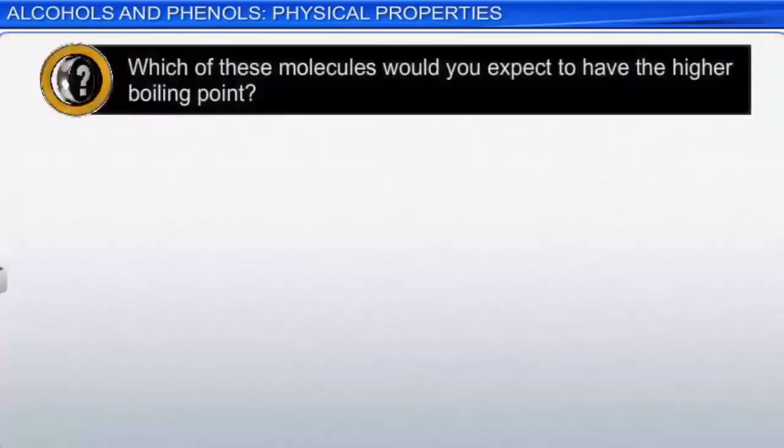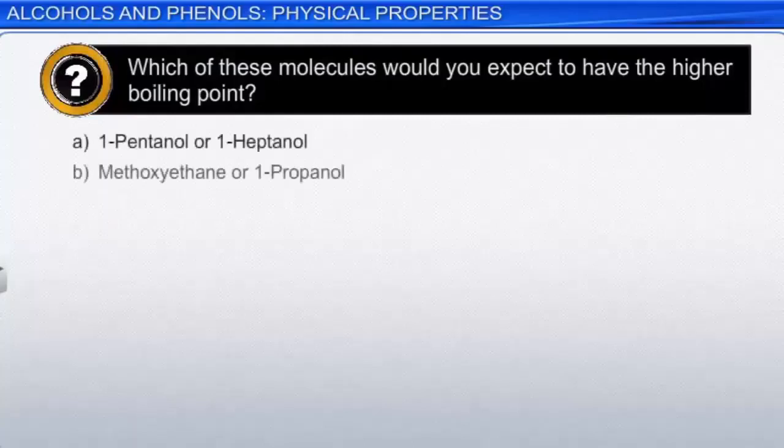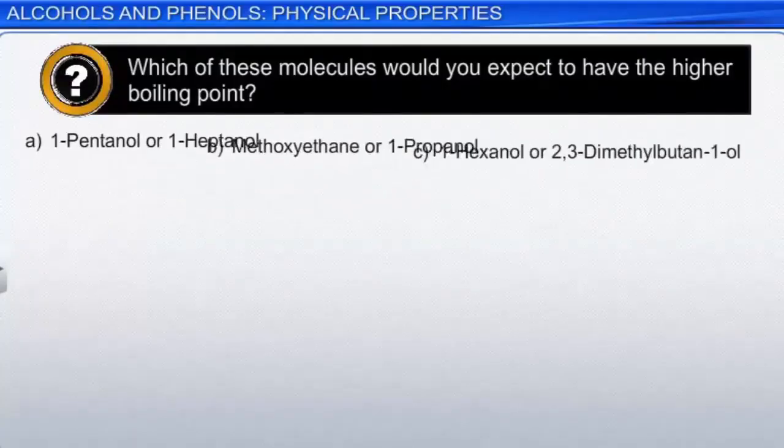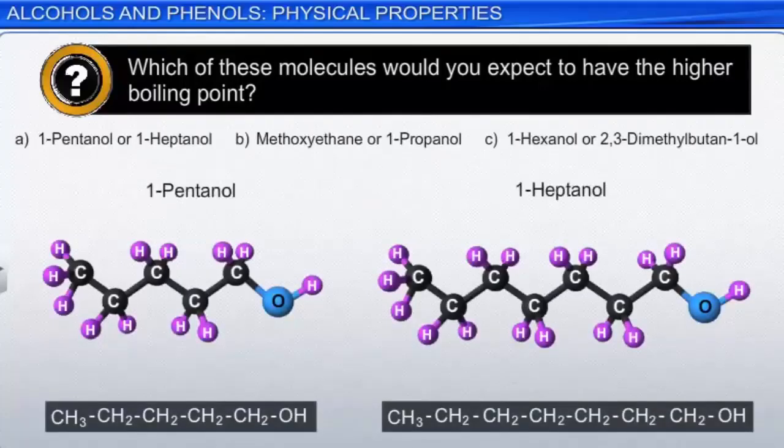Let's apply our knowledge to answer some questions. Which of these molecules would you expect to have the higher boiling point? It's helpful to draw structures for these types of problems. Essentially, you need to determine which molecule in each pair has the stronger intermolecular attraction.